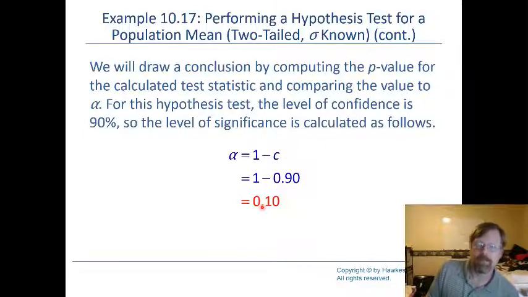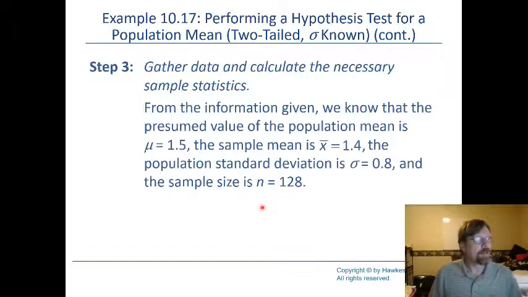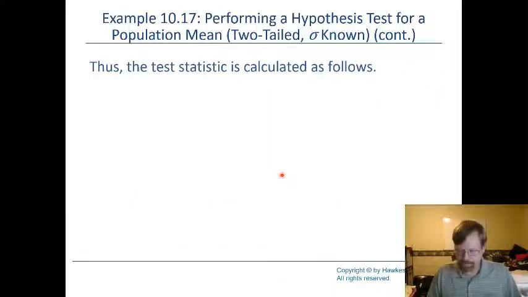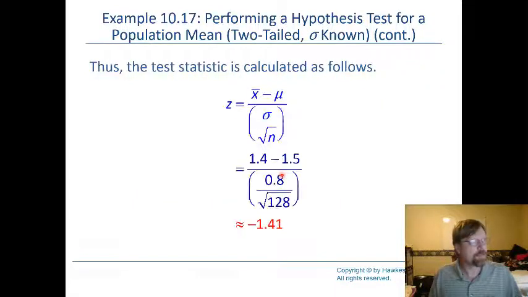All right. Their data is that the sample mean is 1.4. Population mean we're presuming is 1.5. Population standard deviation is 0.8, and the sample size is 128. So we can calculate the test statistic, sample mean minus population mean over population standard deviation divided by the square root of the sample size. And we get a negative 1.41.